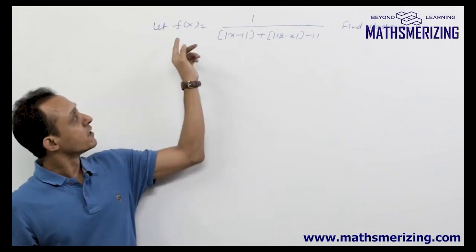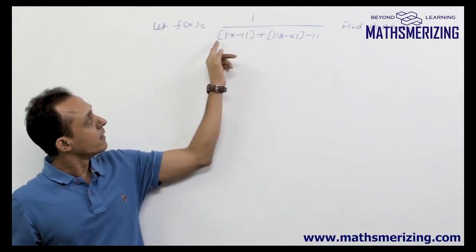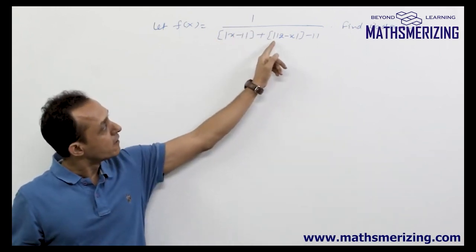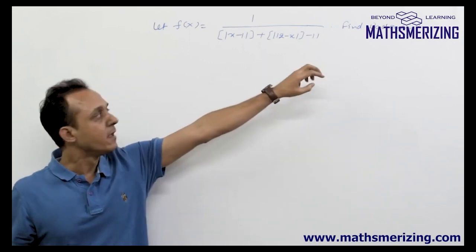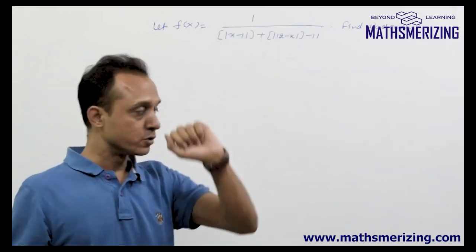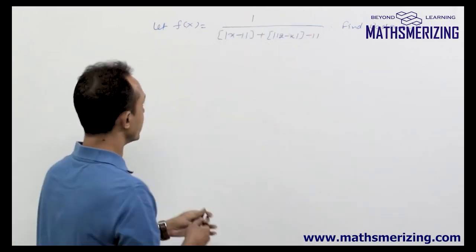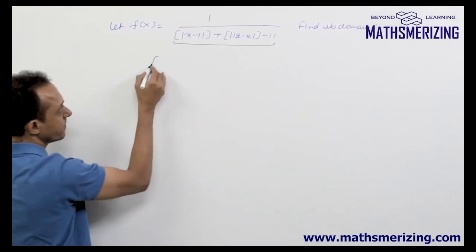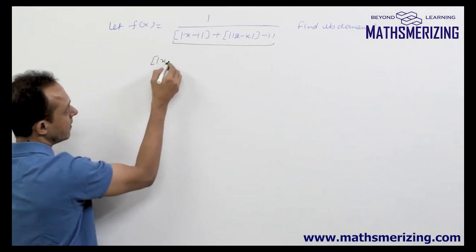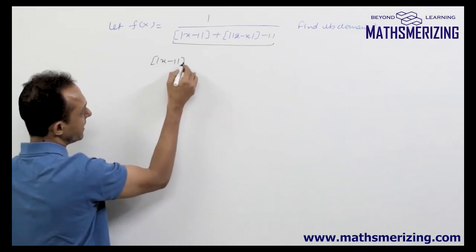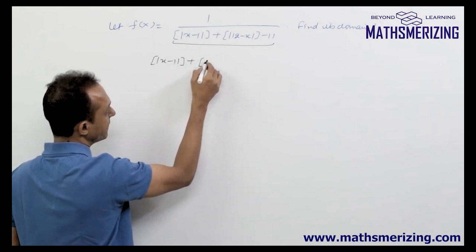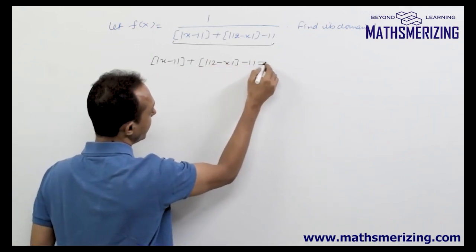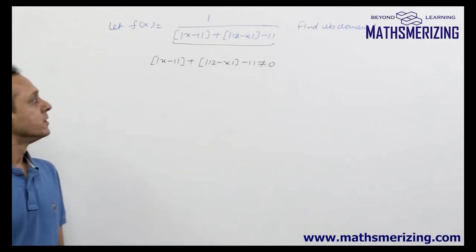So now the question is, function f(x) is given as 1 upon the greatest integer function of |x - 1| plus the greatest integer function of |12 - x| - 11, and I need to find the domain of this function. So the only restriction that I see in this question is that the denominator should not be 0. So I need to solve this: the greatest integer function of |x - 1| plus the greatest integer function of |12 - x| - 11 should not be equal to 0.